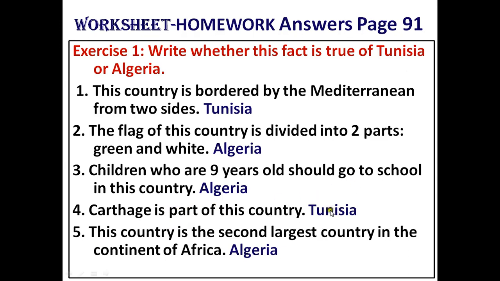So the city name is Tunis, which is the capital of the country named Tunisia. So this is the answer for this question. Now here, this country is the second largest country in the continent of Africa. We have seen that after Sudan, the next country, which is the second largest country in the continent of Africa, is Algeria. So these are the answers for these questions.